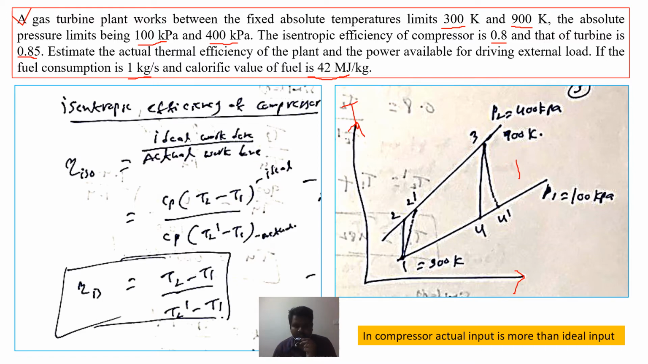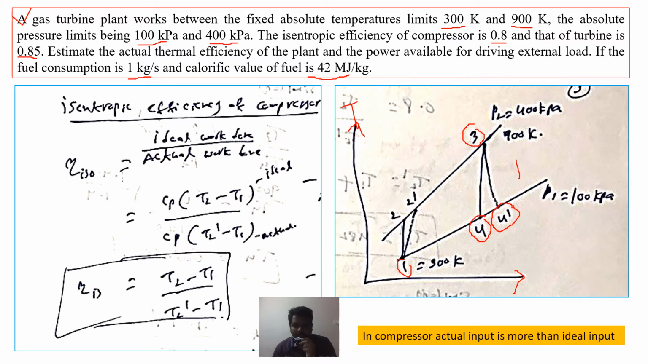Moreover, we also discussed if there are losses, the process 1 to 2 is not a straight vertical line, it will be an inclined line, that is 1 to 2 dash. Compression in the compressor is 1 to 2 dash. Same way in the turbine, 3 to 4 is not a straight vertical line, it is an inclined line, 3 to 4 dash, if we consider losses. So this is the actual TS diagram for Brayton cycle.